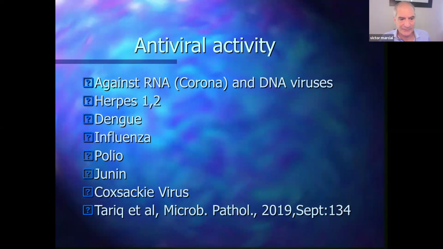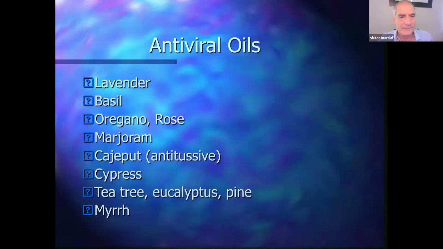For example, it was studied by Tariq in 2019 against RNA and DNA viruses: herpes 1 and 2, dengue, influenza, polio, Junin, and Coxsackie virus. Antiviral oils, for example, are lavender, basil, oregano, rose, marjoram, cajeput, cypress, tea tree, eucalyptus, pine, myrrh, and others.